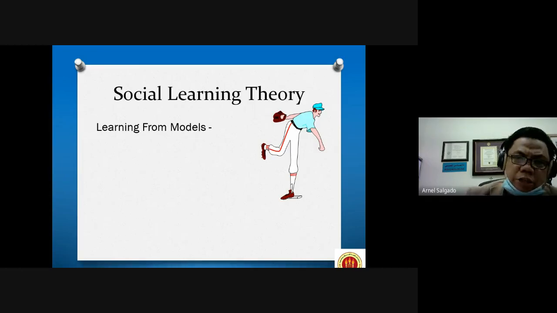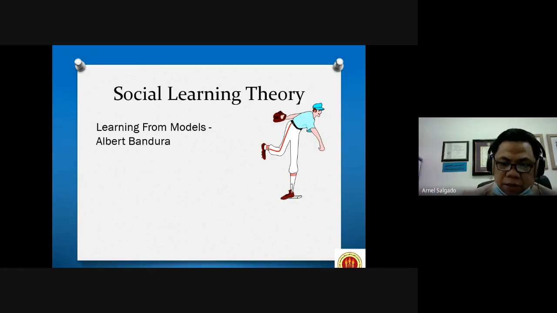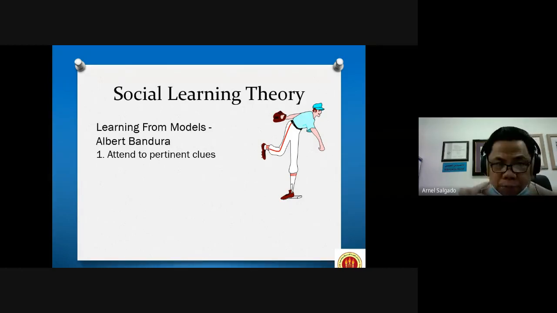Okay, now social learning theory emphasizes learning from models. This is what I mentioned to you earlier, like in the case of Albert Bandura. So in Albert Bandura, this is how you're going to learn from the models. Number one, let's say, demonstration of the skill in the classroom.